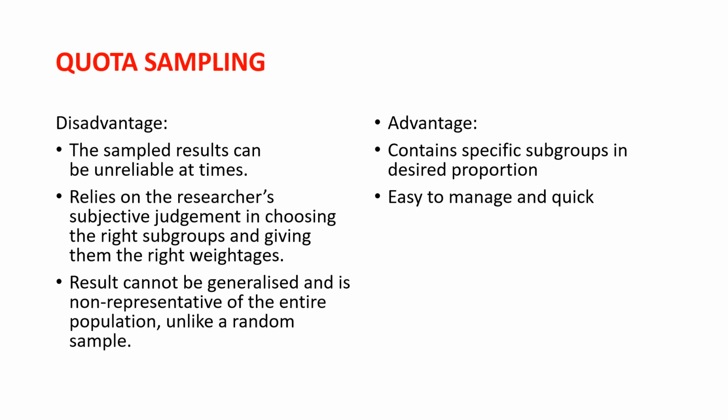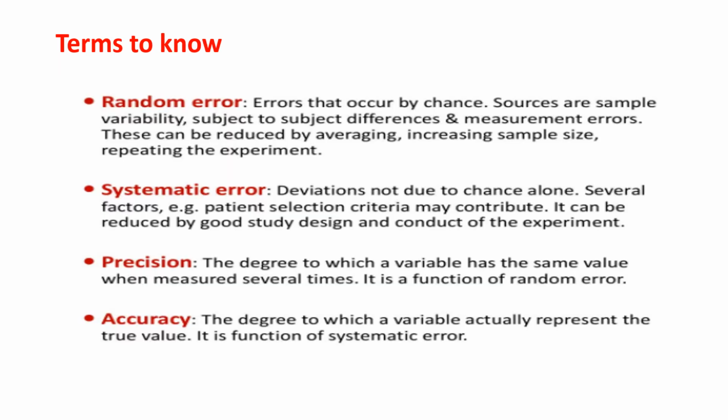Its advantages: it contains specific subgroups in a desired proportion, and of course that gives ease of management and is quick to carry out. Now let's see some terms that we need to know and that are important from the point of view of sampling.